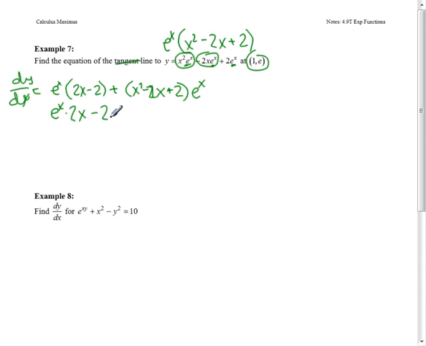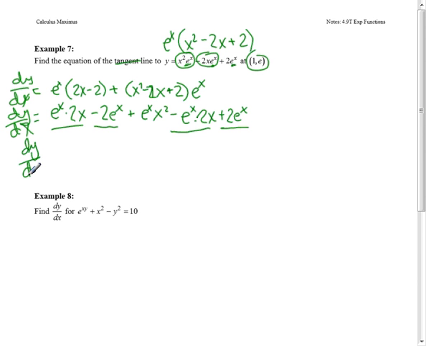Minus 2e to the x plus e to the x times x squared minus e to the x times 2x plus 2e to the x. And don't forget dy dx equals. So if you take a look at this, we have an e to the x times 2x. We have a minus e to the x times 2x. We have a minus 2e to the x plus 2e to the x. So by simplifying first before we plug into our point, we made this a little bit shorter. So we have e to the x times x squared.